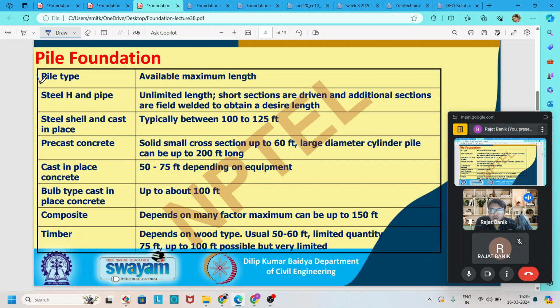Now, pile type and available maximum length for steel H and pipe types of pile, the ultimate length is the short section are driven and additional sections are field welded to obtain the desired length. For steel shell and cast in place, this distance is between 100 to 120 foot. Like that, for different types of pile foundation based on the material, the length also may change.